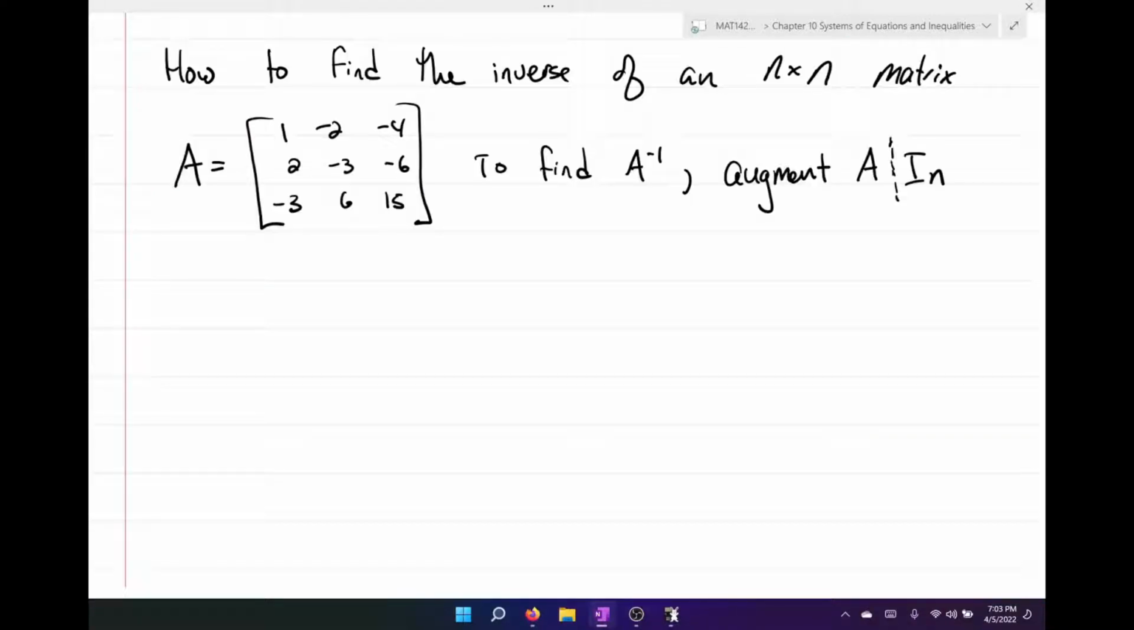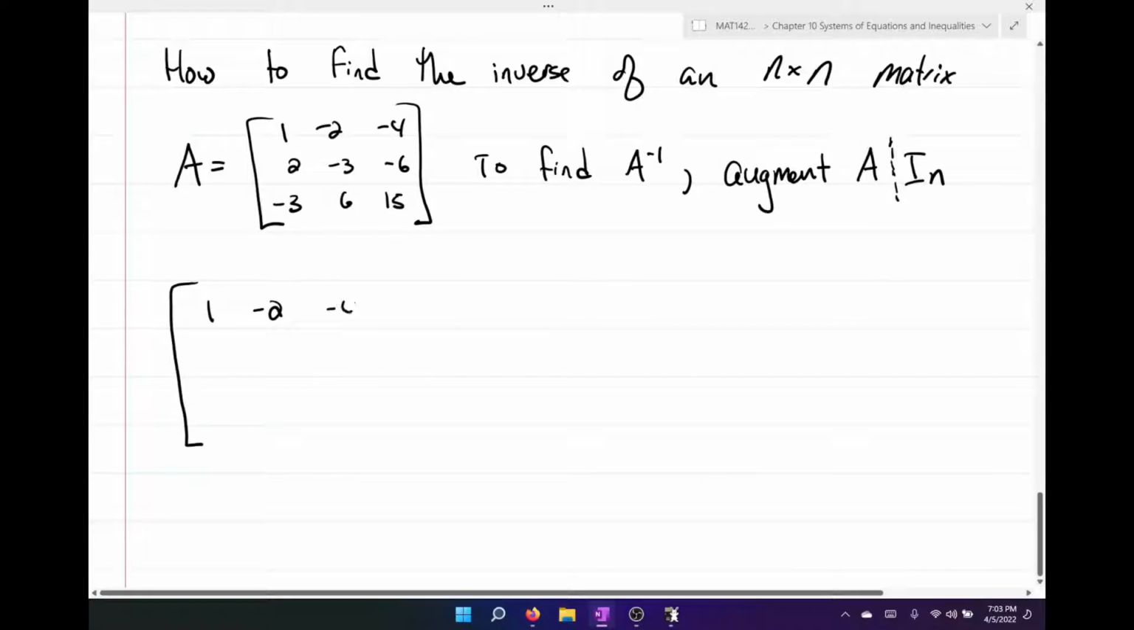All right. So the question now becomes, how do we find the inverse of anything other than a 2 by 2? So I have an example written here. And the way that we do this is we actually create an augmented matrix between the matrix itself and its identity. So for example here, to create this augmented matrix, I'm going to write 1, negative 2, negative 4, 2, negative 3, negative 6, negative 3, 6, 15. And then I'm going to augment this with the identity matrix of the same dimension.